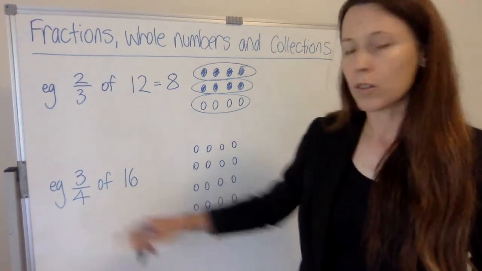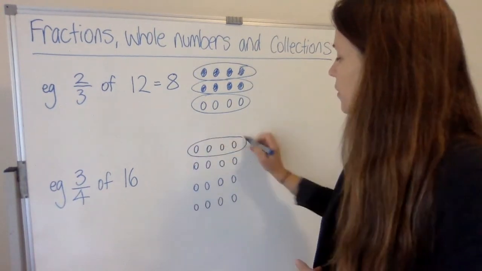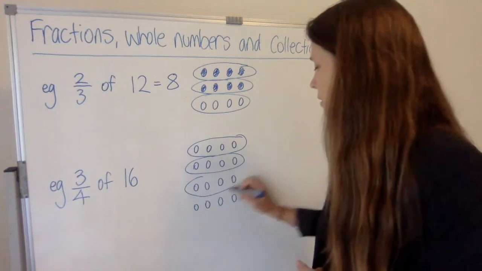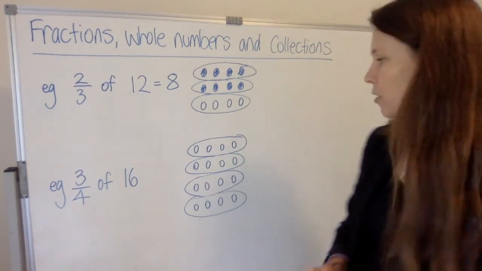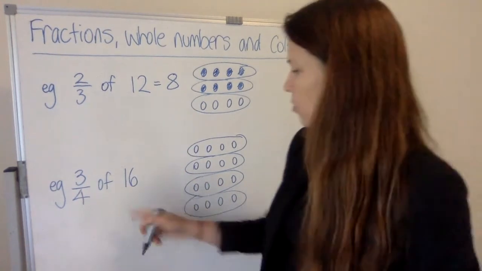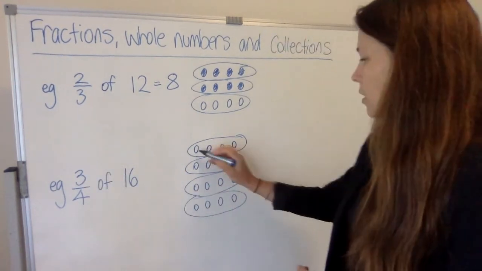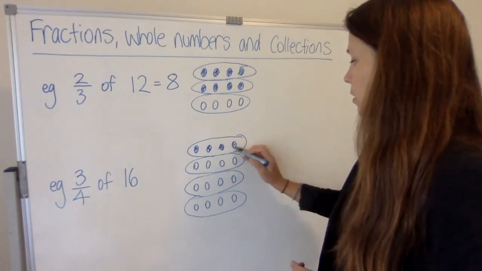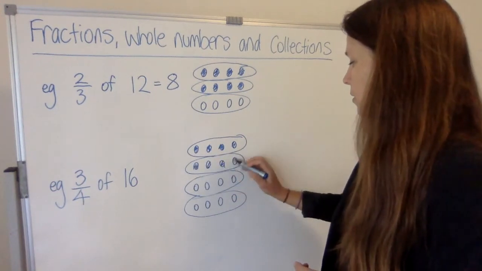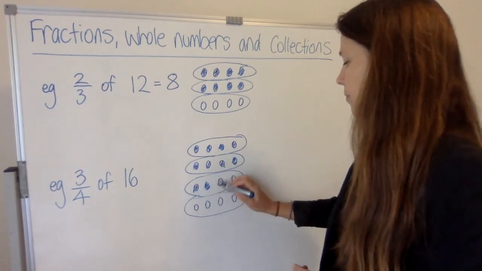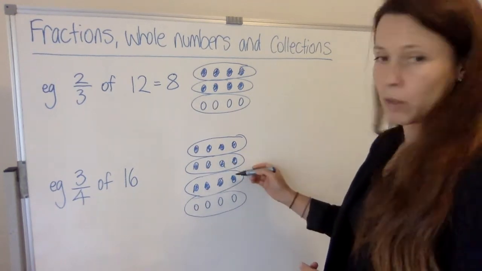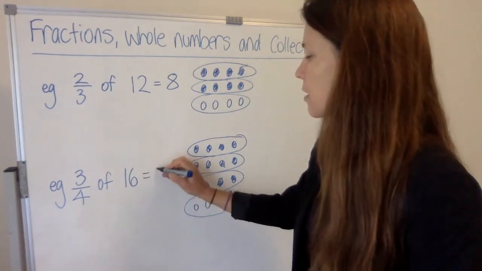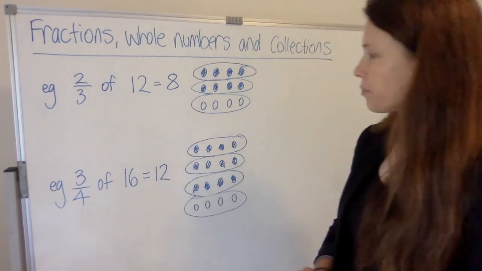Now to make quarters, we want to divide by 4. So I'm going to divide it up like this into 4 groups of 4. Each one of those groups is now a quarter of the whole lot. Now how many quarters do I want? I want 3 quarters. So I want this quarter, and this one, and this one. So how many of the 16 have I coloured in? Well, I've coloured in 12 of them. So 3/4 of 16 is 12.